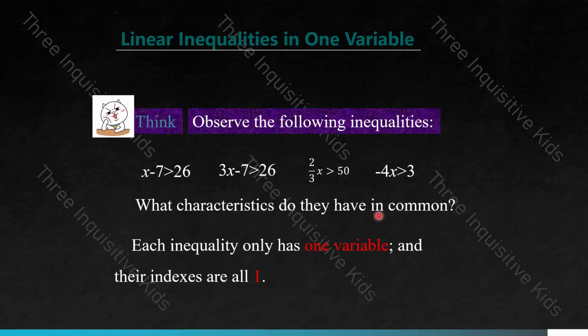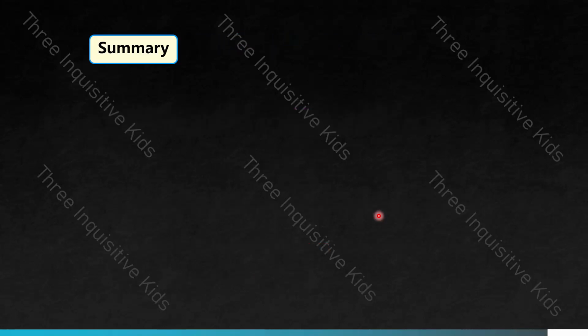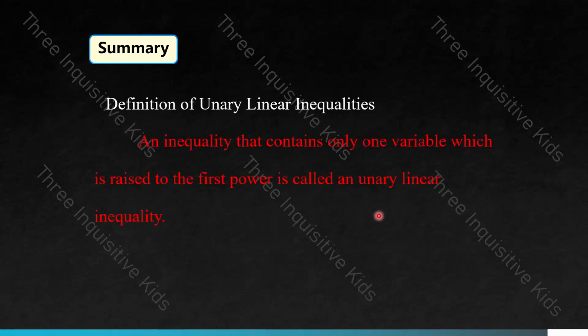Alright, after observing, you may find that each inequality only contains one variable and that their indexes are all 1. From this, we can summarize the definition of unary linear inequalities. It's an inequality that contains only one variable which is raised to the first power, and that is called a unary linear inequality.